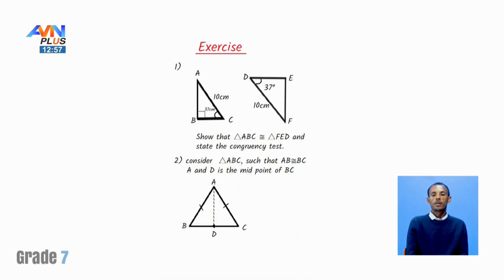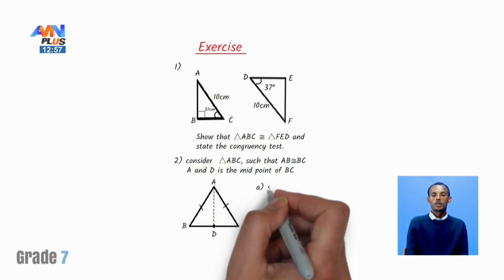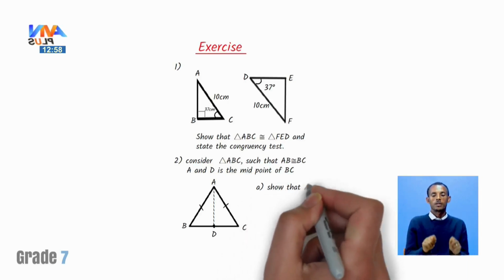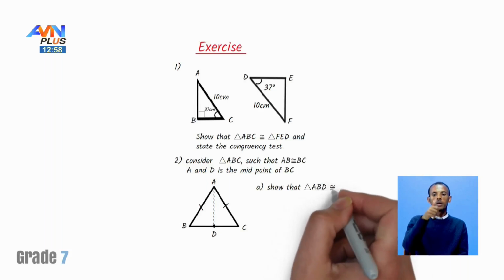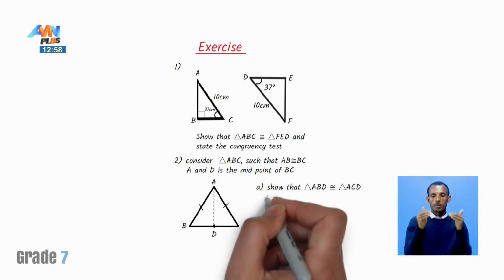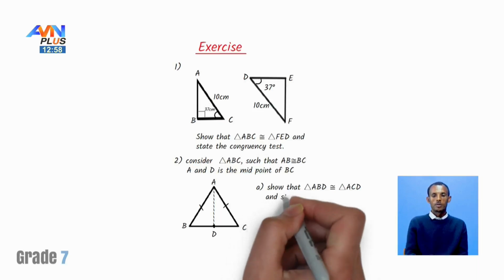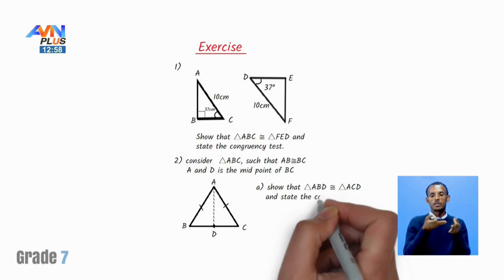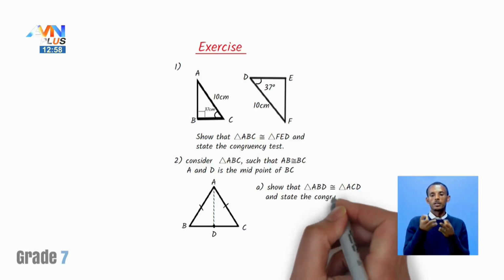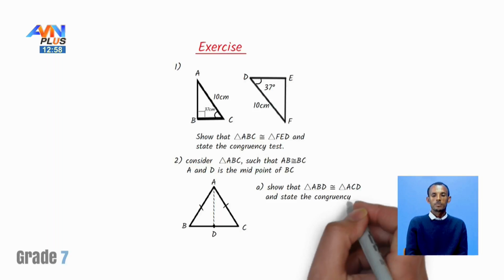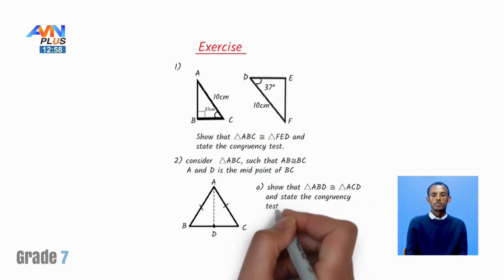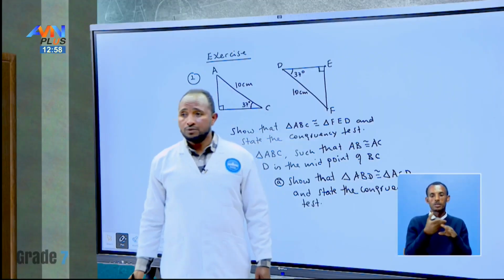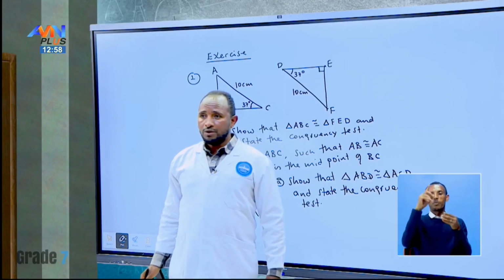that triangle ABD is congruent to triangle ACD, and state the congruency test. Okay, so please just write this question. I'll give you 1 minute to copy the question.